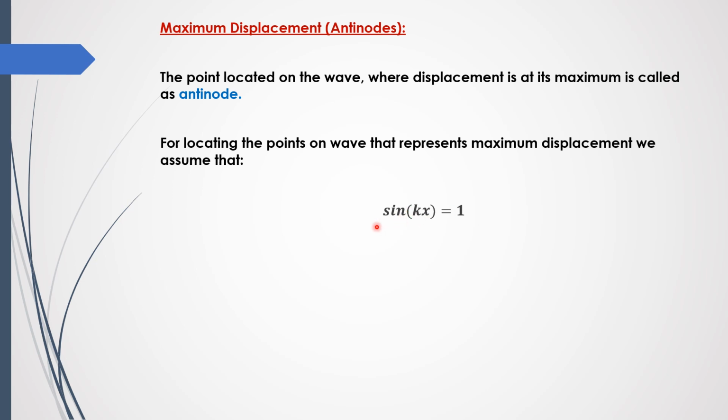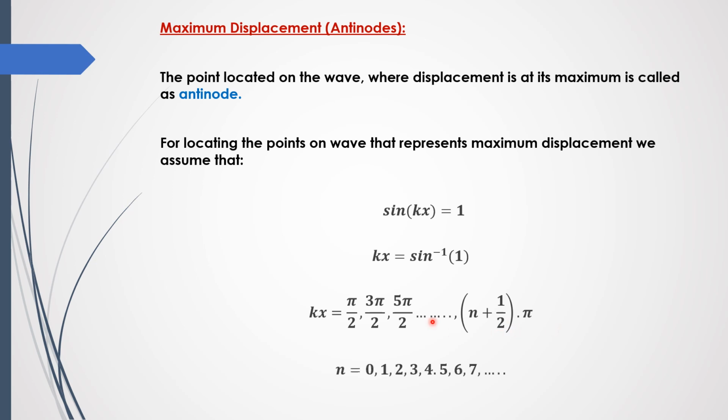So for maximum displacement, sin(kx) should be equal to 1, and we can say that kx is equal to sin inverse 1. The value of sin θ is 1 at π/2, 3π/2, 5π/2, and so on, and generally we can write it as (n + 1/2)π, where n is 0, 1, 2, 3, and so on.